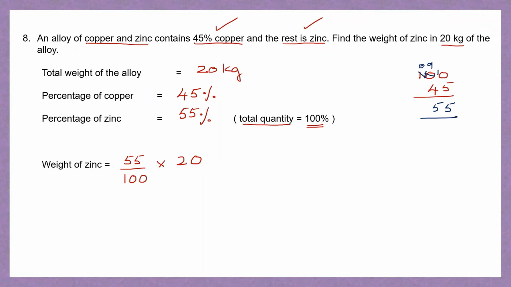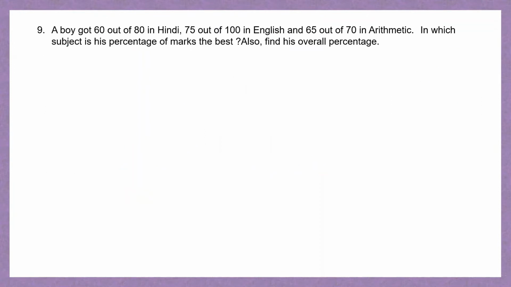So let's cancel. So I have cancelled this. Now I can cancel 2 and 10. 2 ones are 2, 2 fives are 10. I can still cancel. I can cancel 55 and 5. 5 ones are 5 and 5 elevens are 55. Now let's multiply the numerators. 11 ones are 11 and in the denominator we have 1. So the weight of zinc is 11 kg.